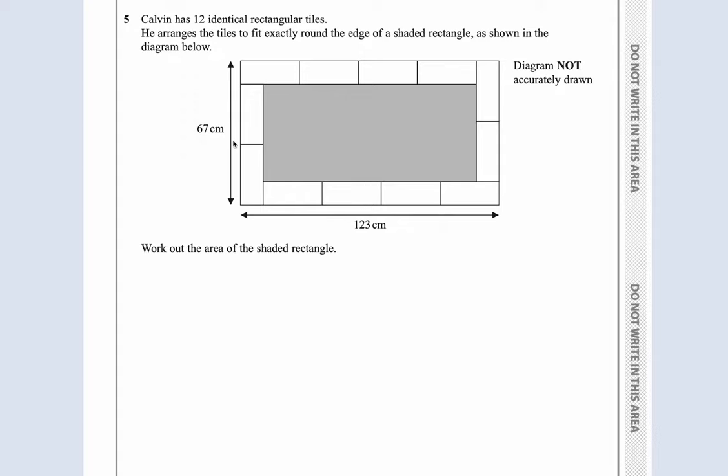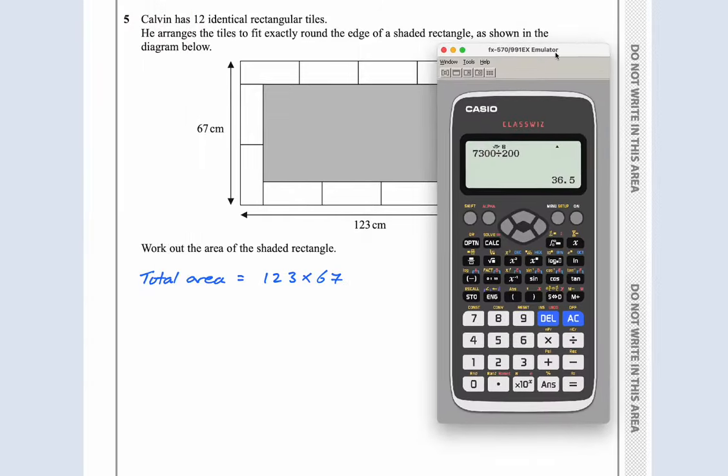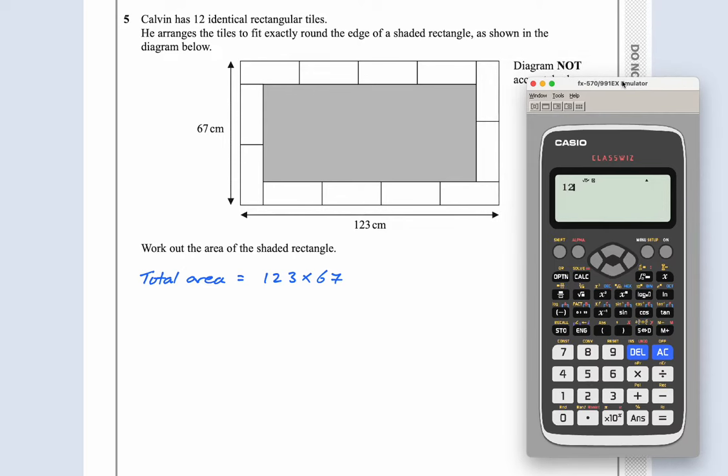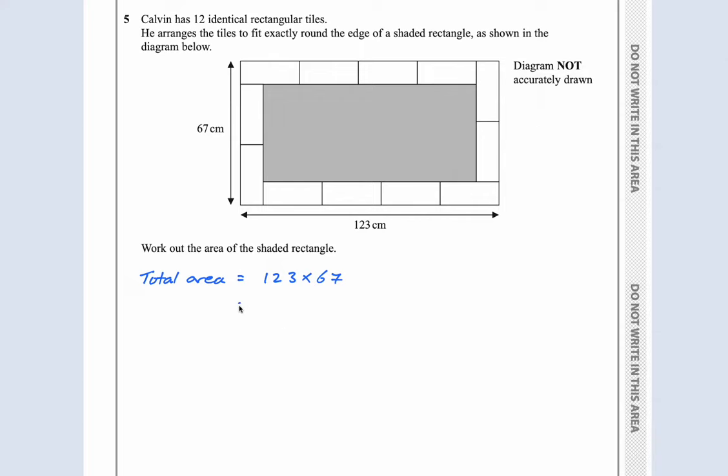Okay, so, well, actually, it looks kind of hard. This length here is 123, the total length, and this length is 67. So the total area equals 123 times 67. 123 times 67 gives me 8241.